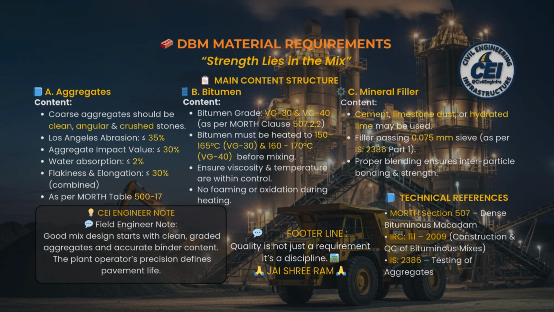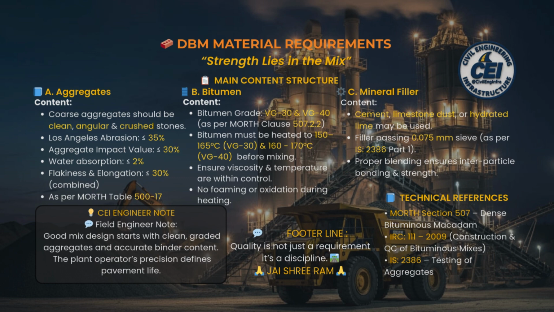Aggregate impact value less than or equal to 30%. Water absorption less than or equal to 2%. Flakiness and elongation combined less than or equal to 30%. Because moisture and weak stones are the first to fail under load. All parameters must conform to MoRTH Table 500-17. CEI Engineer Note. A great mix starts with clean, graded aggregates and accurate binder content. Remember, the plant operator's precision defines pavement life.